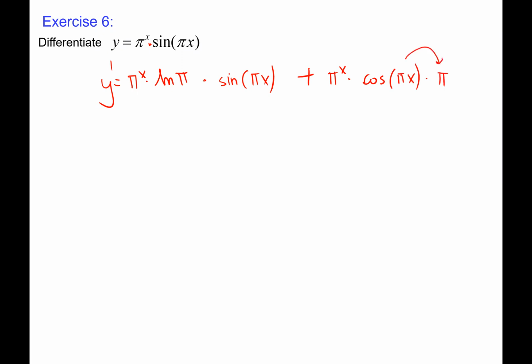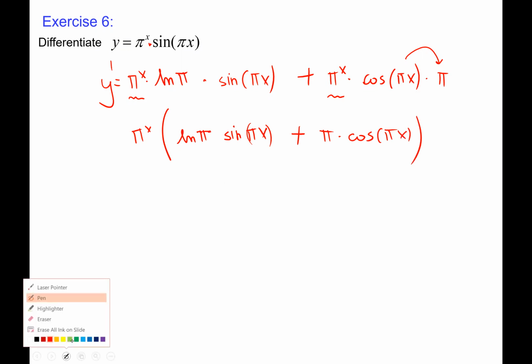What I can do, I see the common factor pi to the x. Let me factor out, and then natural log of pi times sine of pi x will stay, and pi times cosine of pi x. And we remember, we can't really touch the angle. The angle was pi x and stays like this. Yeah, just a little bit of trigonometric properties.